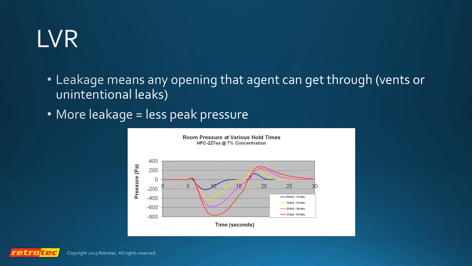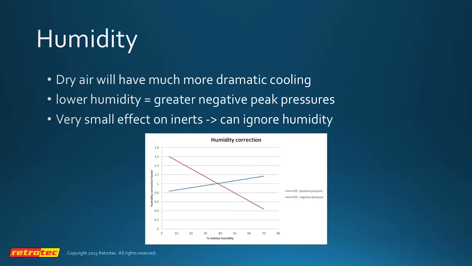So essentially the relationship between peak pressure and leakage is the more leakage you have, the less peak pressure you have. As simple as that. So this is kind of a rough approximation of what our humidity correction showed. At around 5%, we've got a factor of 1.6, and that drops to 0.4 at 70%. So we can see that there's, you know, four times the peak pressure at a very low humidity versus a very high humidity. So humidity is extremely important for halocarbons.